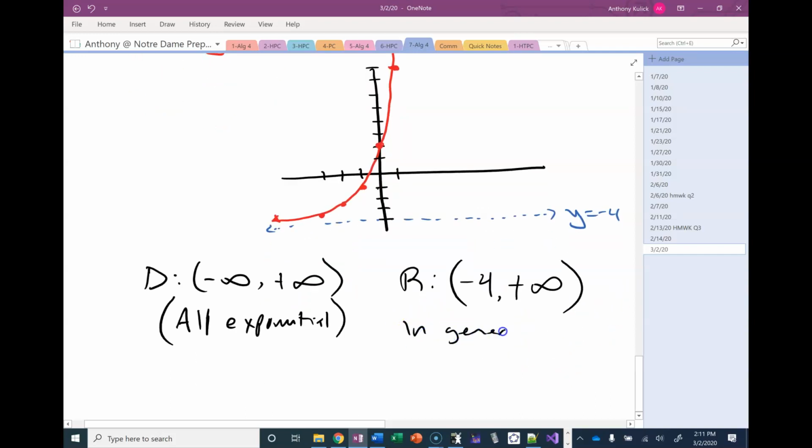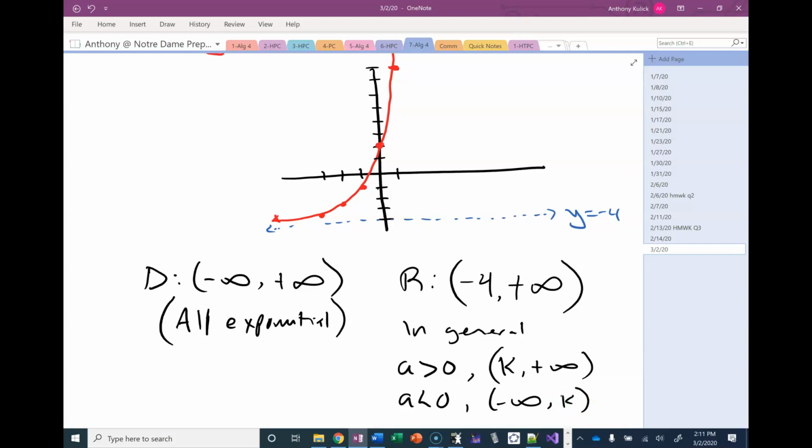So in general, it goes like this. If the a is positive, then we're going to go from k to positive infinity. And if a is negative, we're going to go from negative infinity up to k. Almost like the square root functions we graphed last chapter, right? What's the only difference there in the ranges? So we have a parenthesis on k instead of a bracket, but it's almost the exact same thing.